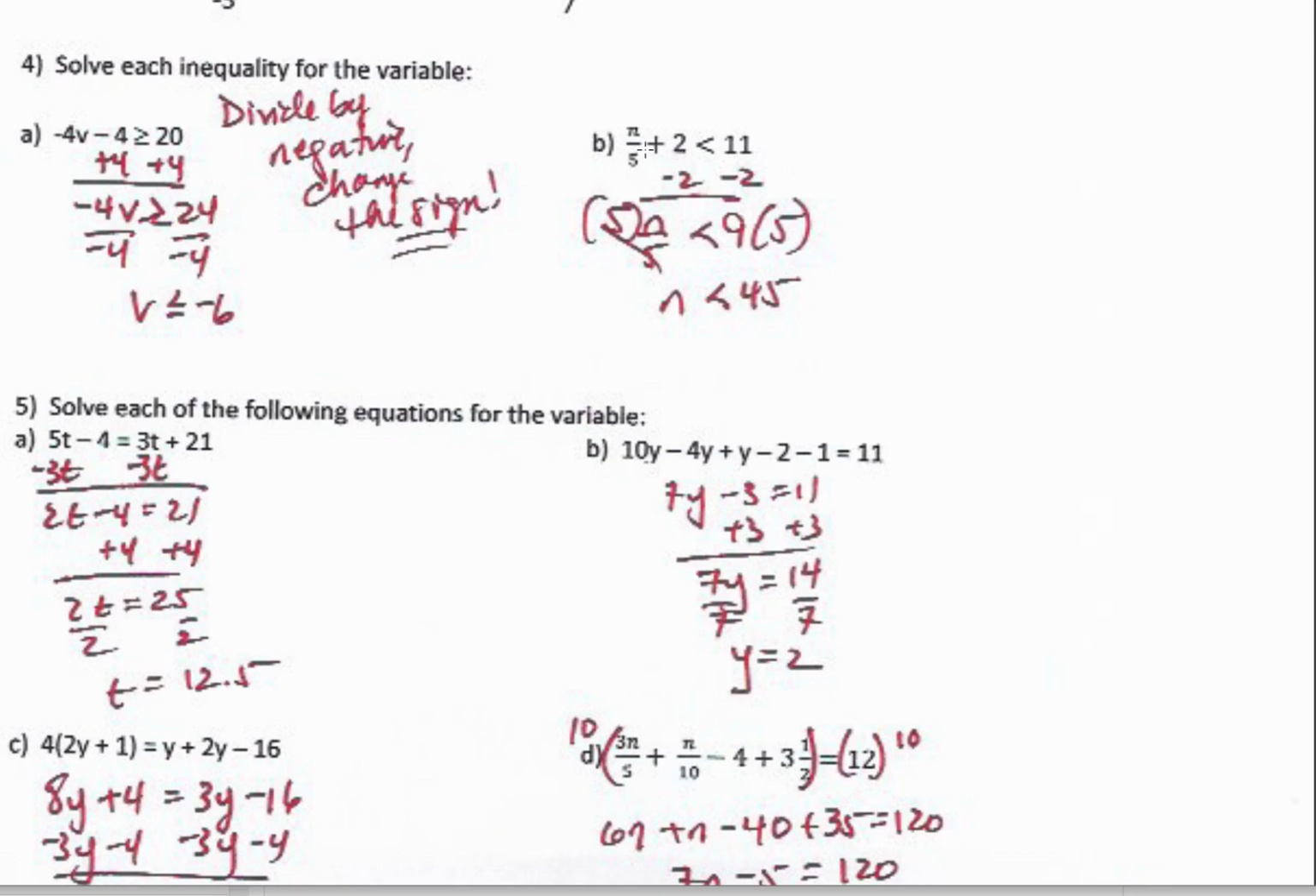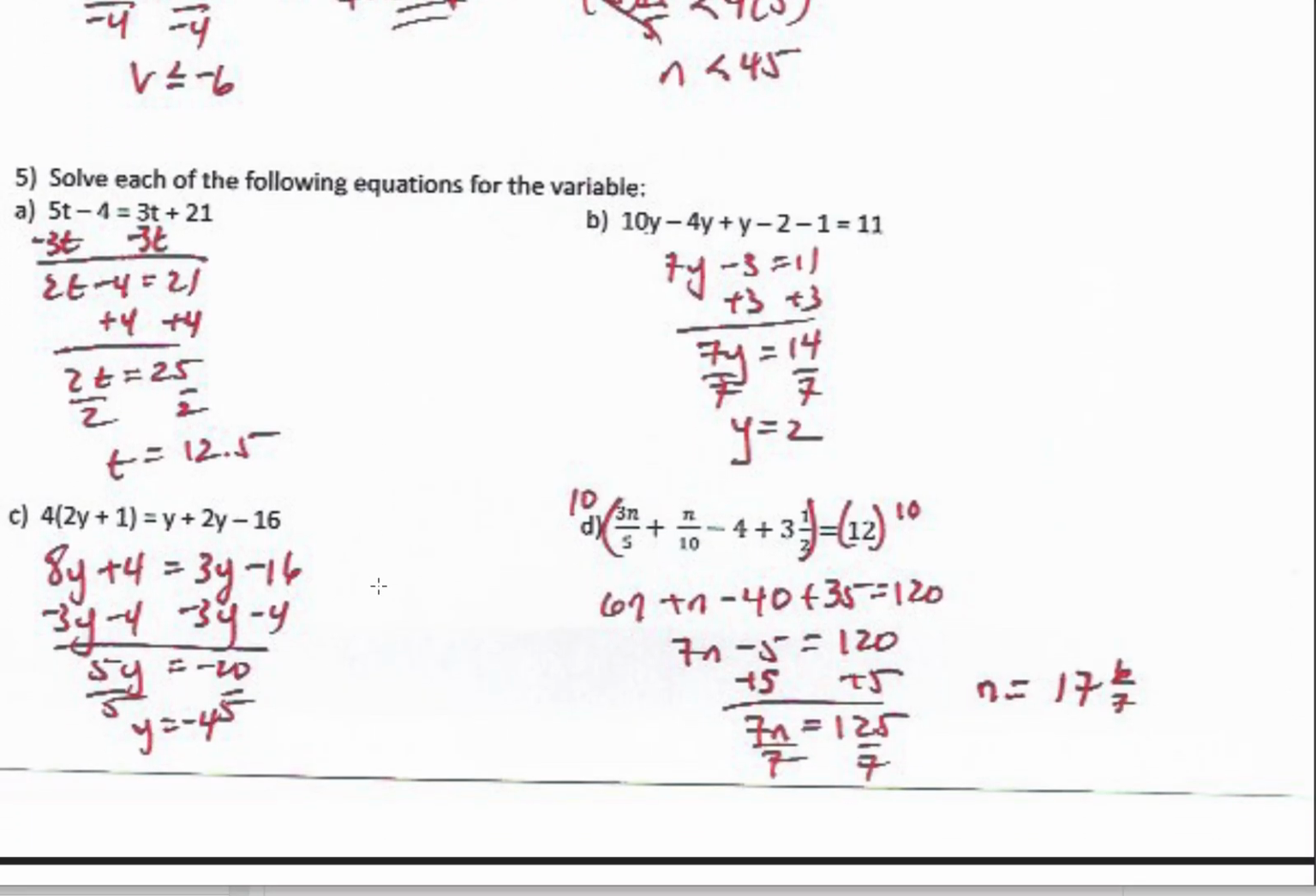Letter B, subtract 2 from both sides. N over 5 is less than 9. Multiply by 5, n is less than 45. And you keep it less than because you multiplied both sides by a positive. With a positive, we don't change anything, just a negative.